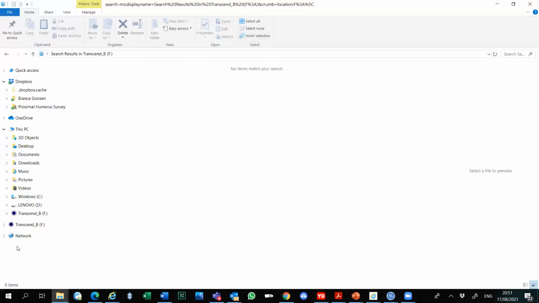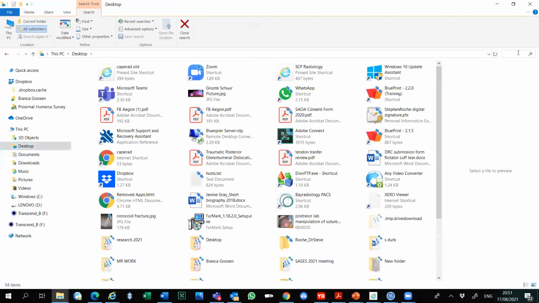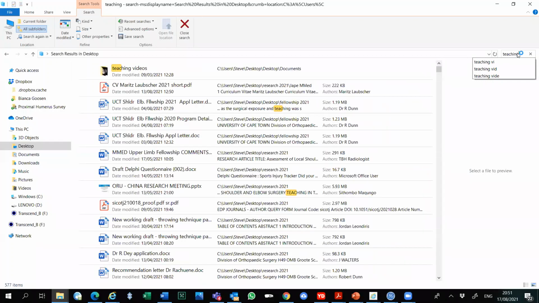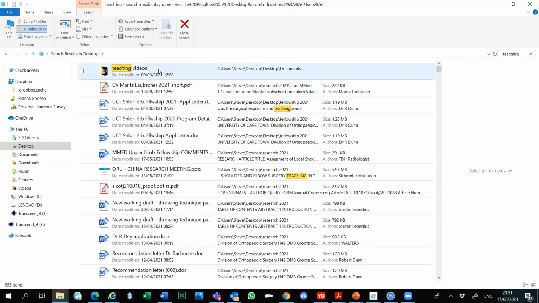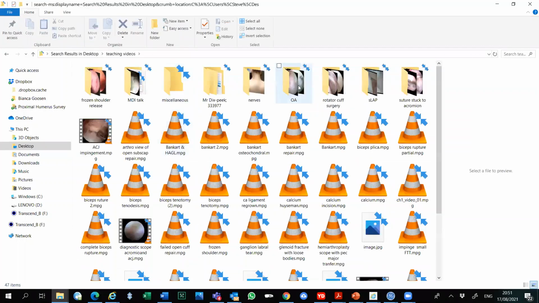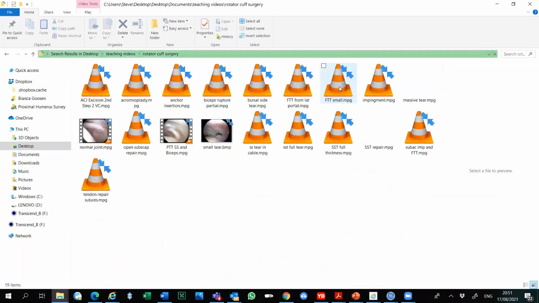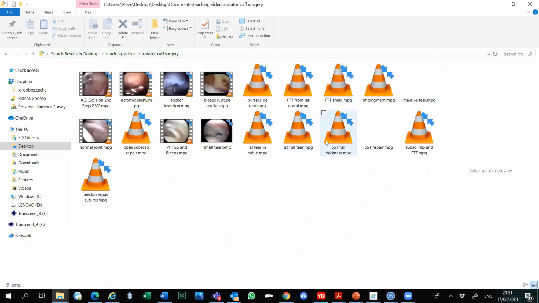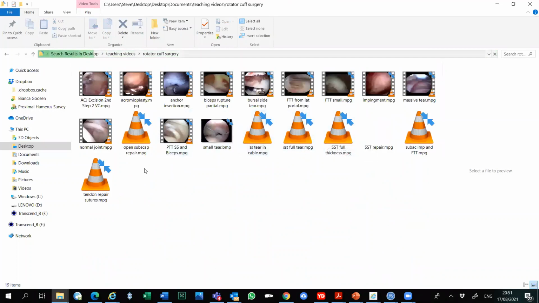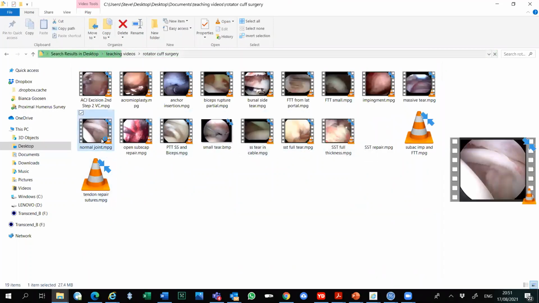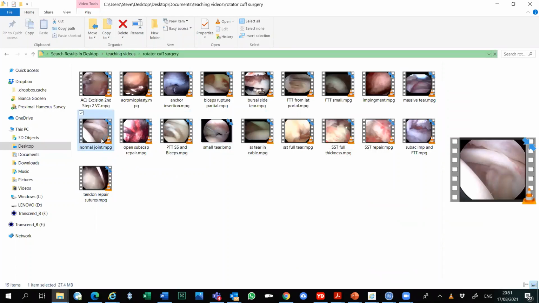Let me just quickly go here. I'm not sure, I must have closed it when I was opening. I wanted to show you the rotator cuff tears so we can see the different parts of what the problems are, just to illustrate some of the problems.